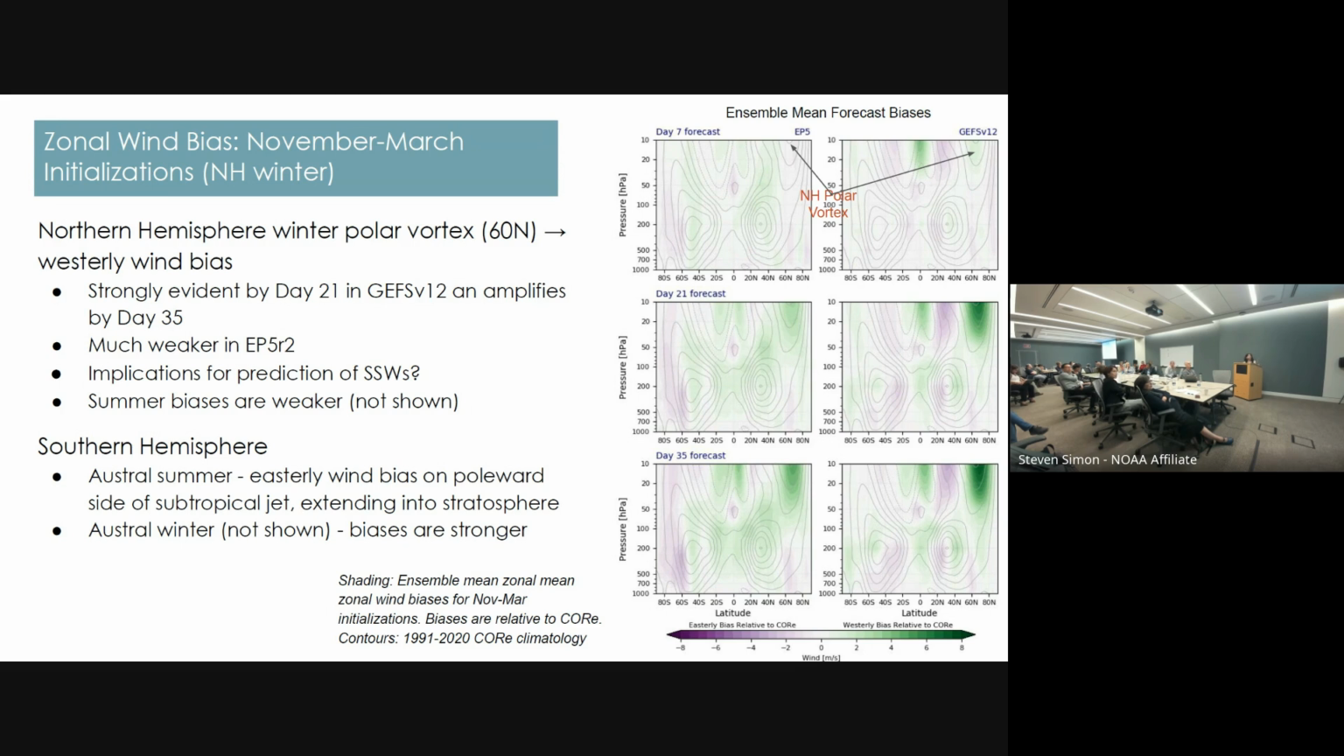And I'm not going to talk about the Southern Hemisphere just for the sake of time. It's interesting, so you can ask me later.